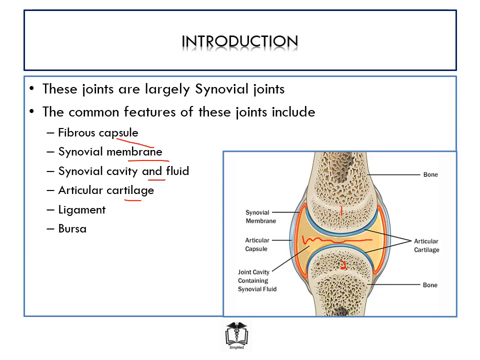And we have some structures surrounding the joints. Ligaments, tendons, and bursae are also structures that are found surrounding a synovial joint. So a joint that has a combination of all six of these components I just mentioned is regarded as a synovial joint.